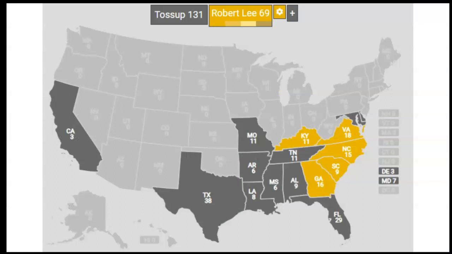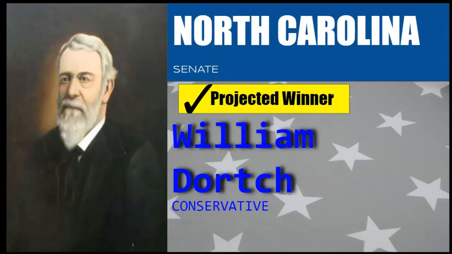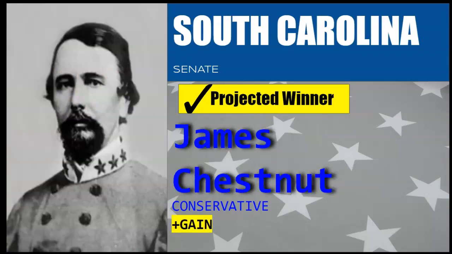And here is the updated Electoral College map. Robert Lee now at 69 electoral votes. Out of North Carolina Senate race, William Dortch will be re-elected to another term in the Senate out of North Carolina. And we have a gain for the conservatives out of South Carolina.